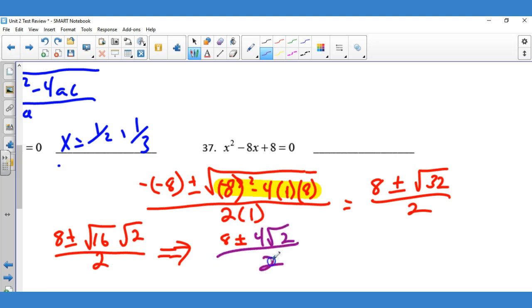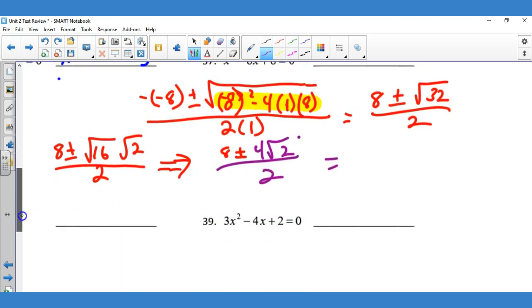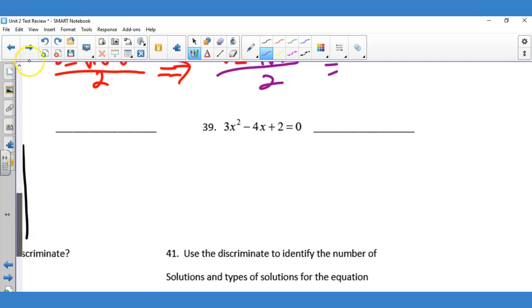Now, I put this in separate colors so you can see. See, 8, 4, and 2 are all divisible by 2. So we're going to do it like that, okay? So you got 8 divided by 2 is 4. 4 divided by 2 is 2. And 2 divided by 2 is 1. So guys, that's it, man. That's the answer for 37. And 2 more, and then I'm going to cut this video.